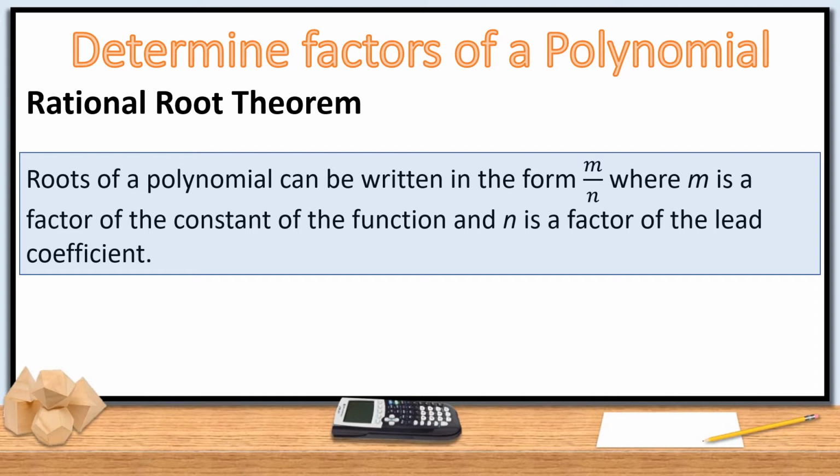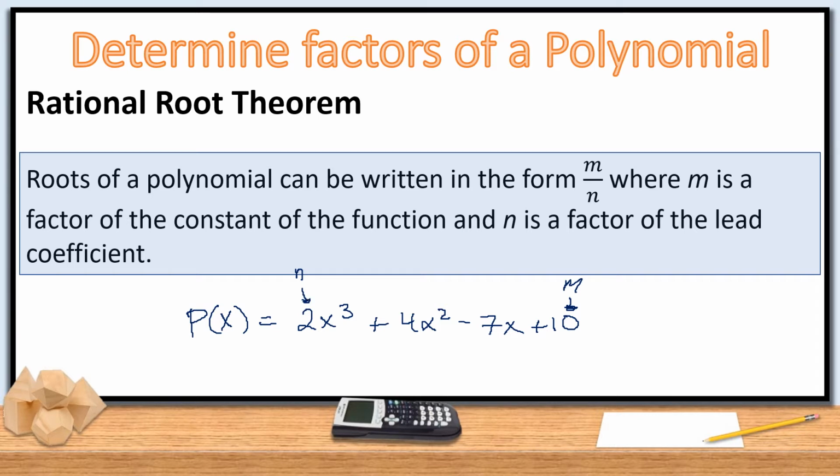And this basically tells us that if we have a polynomial, so I'm just going to give you an example, say 2x cubed plus 4x squared minus 7x plus 10. The roots, so the possible zeros, are always going to fit the form m over n, where m is going to be a factor of the constant and n is going to be a factor of the lead coefficient.